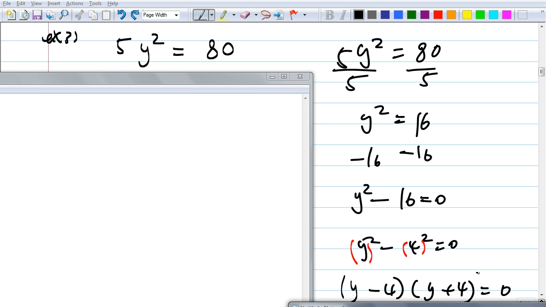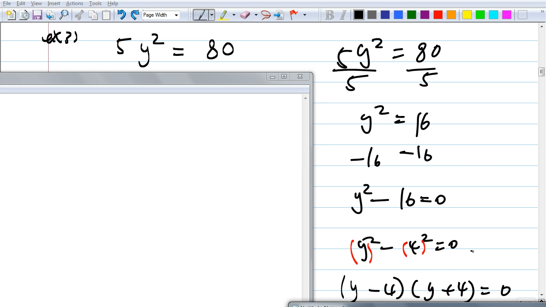I wrote down y minus 4 first. Of course, it doesn't matter. Now, can I use the zero product property? Yes. When will this be 0? When? William? Oh, right. You got the answer, but let's show the work. When y minus 4 equals 0, or when y plus 4 equals 0.